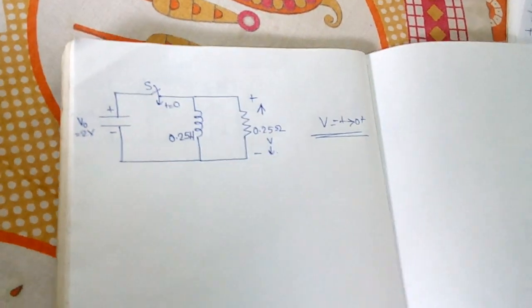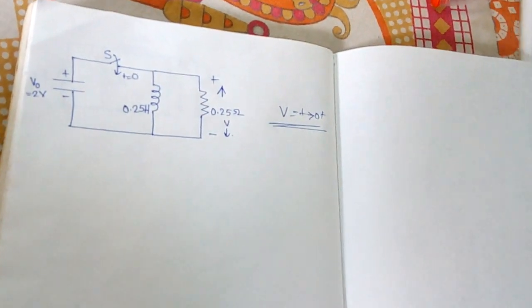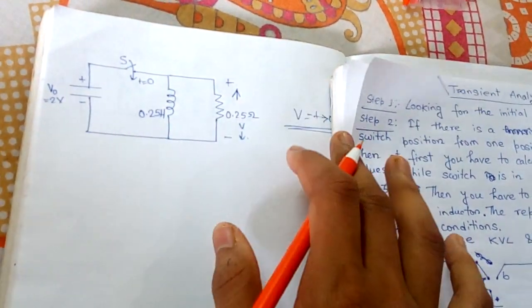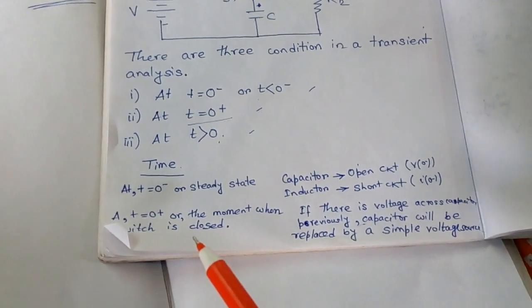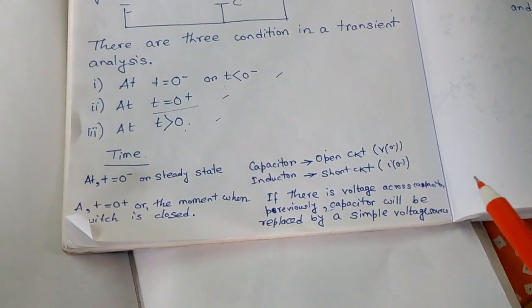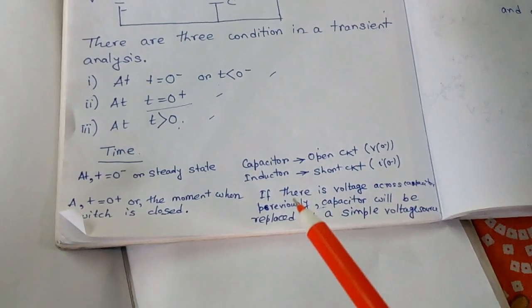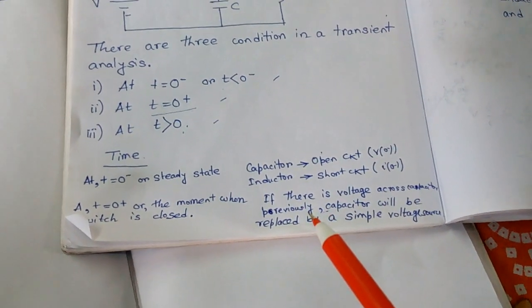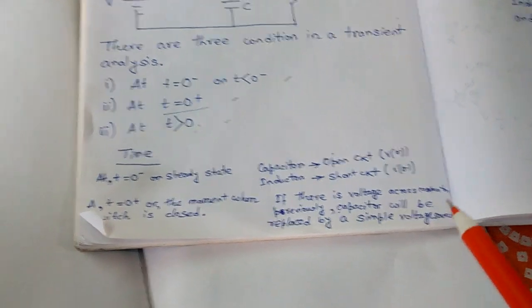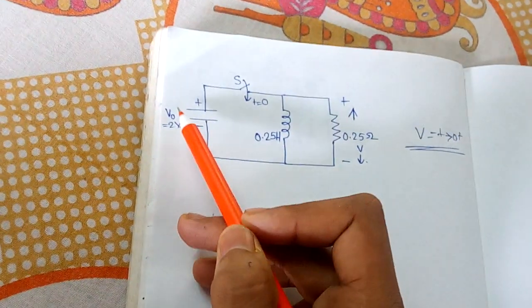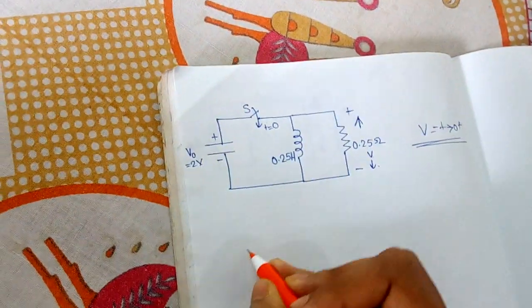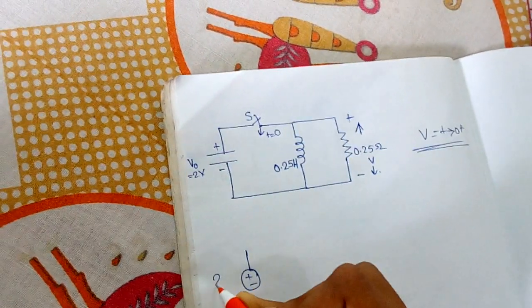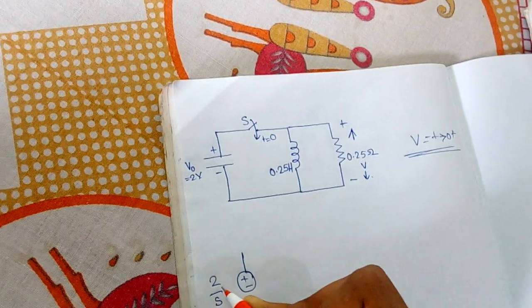At t equals 0 plus, we have to replace the capacitor and inductor according to the condition. At the moment the switch is closed, if there is voltage across the capacitor previously, the capacitor will be replaced by a simple voltage source. Here the capacitor had a voltage previously, so it will be replaced by a voltage source of 2 by S in the S domain.